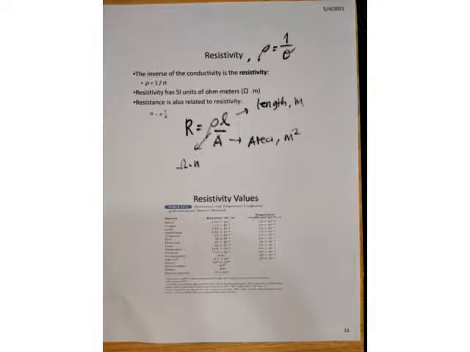Kasi siya may pinakamababang resistivity. So ibig sabihin, siya may pinakamataas na conductivity. Pero siyempre, pinaka-popular yung copper kasi abundant siya at saka mura siya. Okay, not silver.